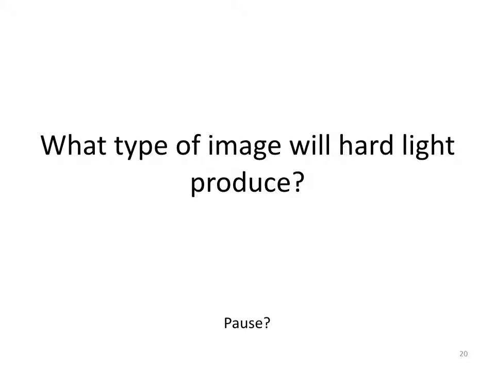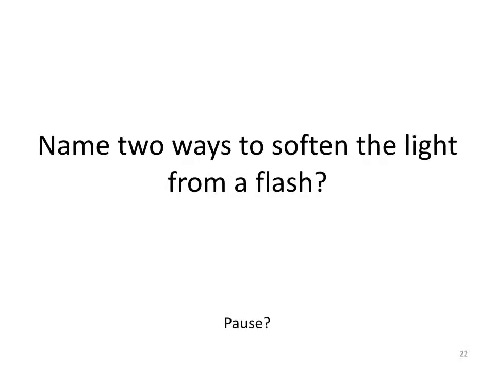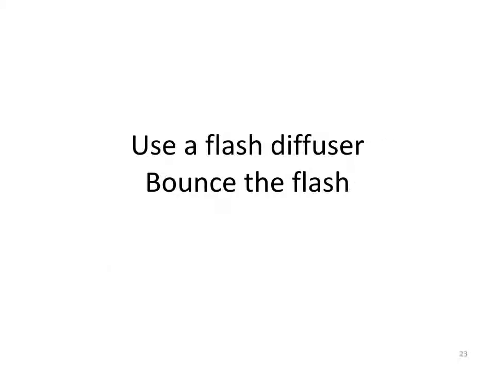What type of image will hard light produce? A high contrast image. Name 2 ways to soften the light from a flash. Use a flash diffuser, bounce the flash.